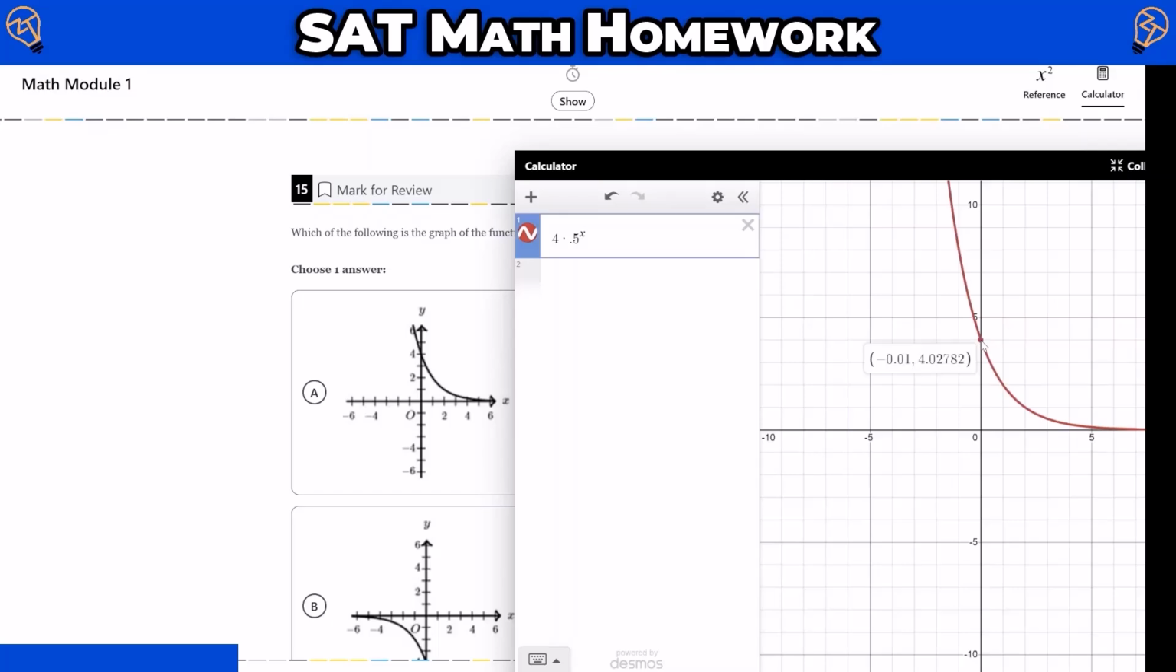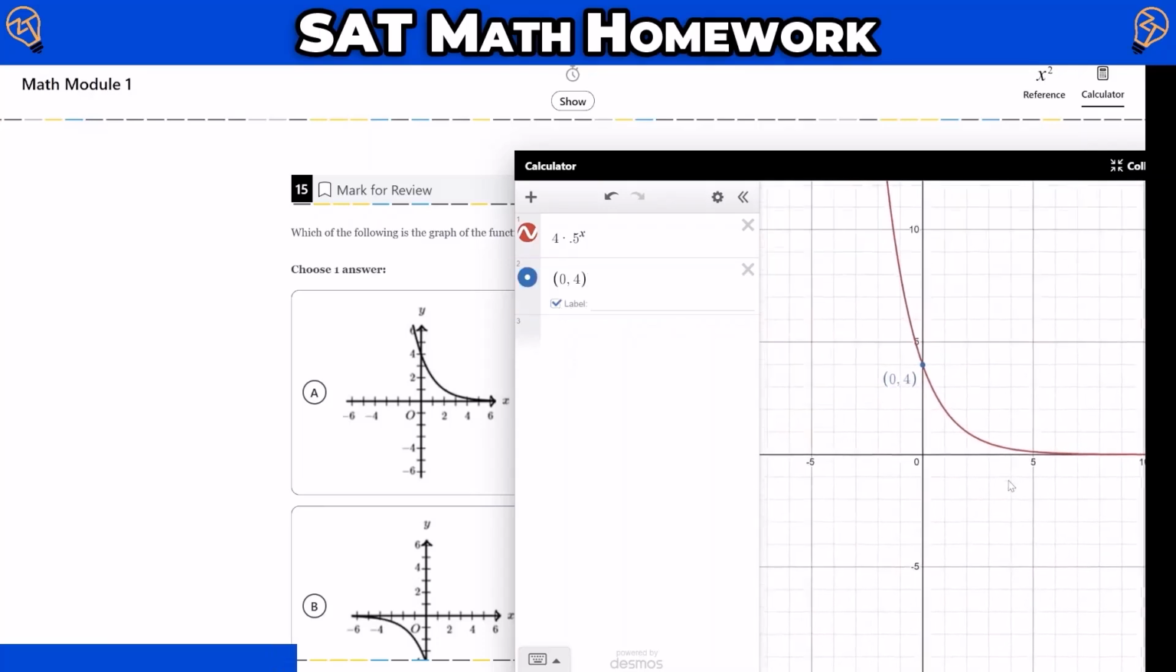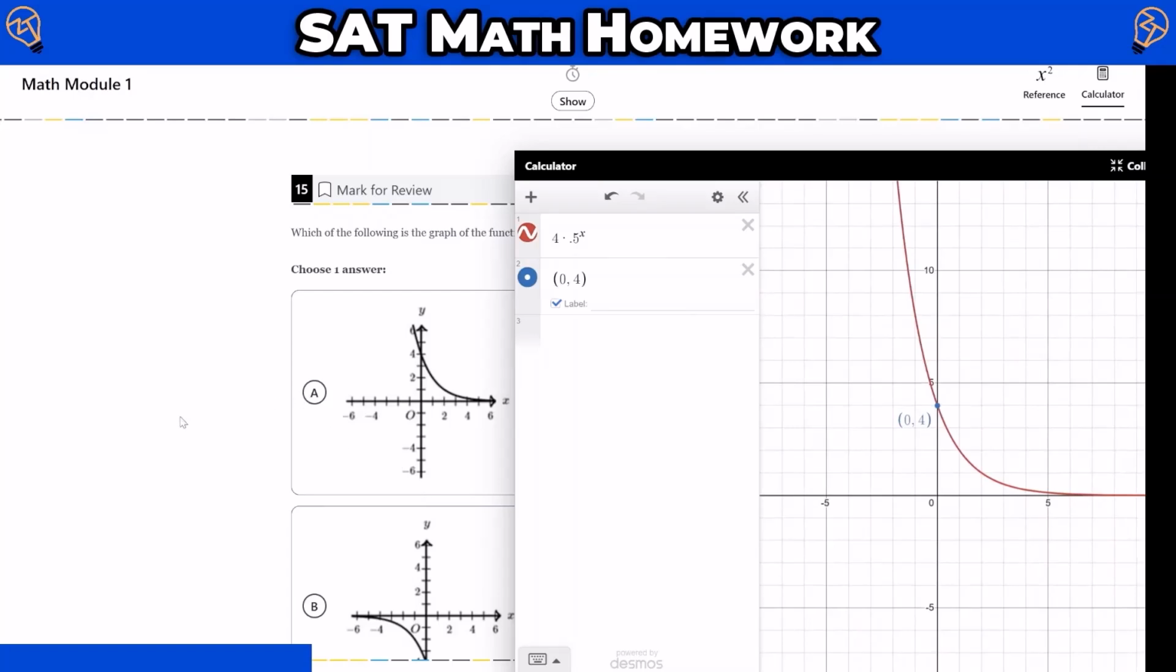It looks like here it's crossing at about 4 for the y coordinate. I'm going to press this and then go ahead and label it just so I can see that nice and clearly. And it looks like it's approaching the x-axis but never touching. Okay, let's go through and look at the options.